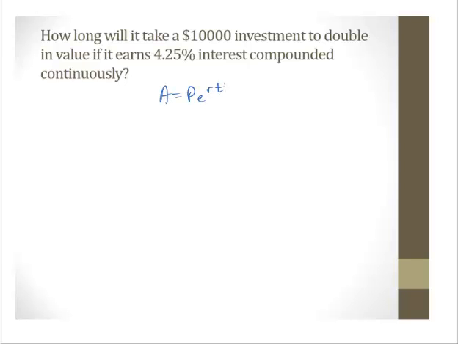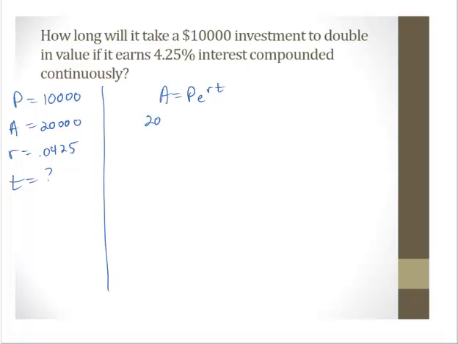Now what do we know? We have the principal of $10,000. We want that to double, so the accumulated value would then be $20,000. We have the rate as 0.0425, and the time is unknown, so we need to solve for t. 20,000 equals 10,000 e to the 0.0425 t. Dividing through by the 10,000, we have 2 equals e to the 0.0425 t.